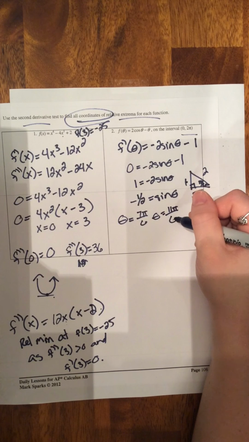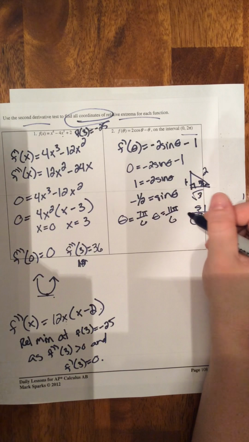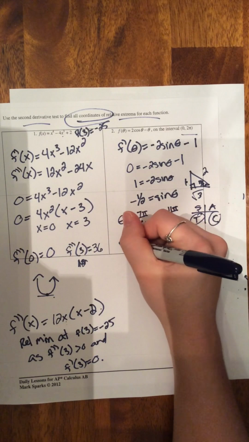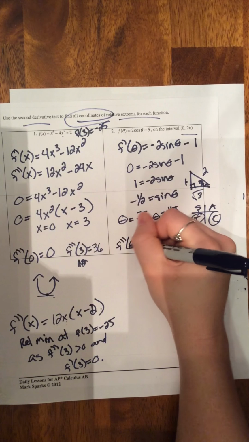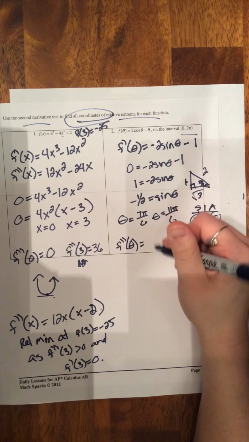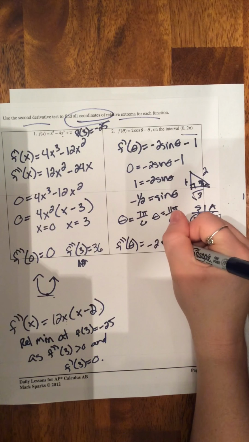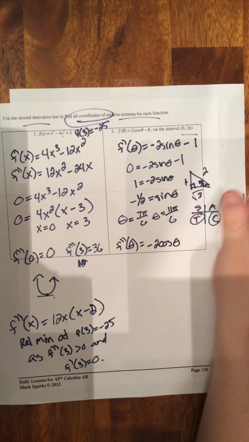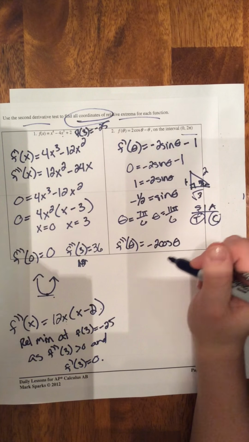Once you figure out that part, then you can keep going with this. I'm going to take the second derivative. And now we get the derivative of negative 2 sine of theta is negative 2 cosine of theta, and the derivative of negative 1 just goes away because it's 0.